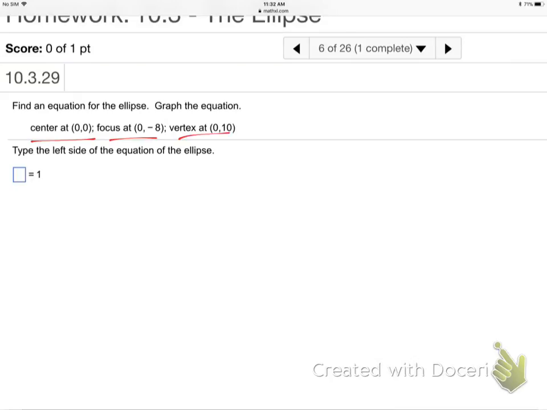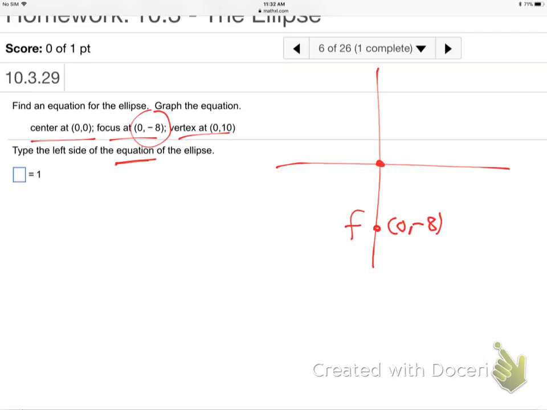Like I said, in all of these, this whole chapter, I think it's really helpful just to start with the picture. Even though really all they want is the equation, the picture's very helpful. So let's get a rough look at the picture. Center 0, 0. Focus is 0, negative 8. Vertex 0, 10. So focus, remember it's over 0, down 8. That's one of the focus points. So where must the other focus point be? 0 positive 8, because the center is 0, 0.